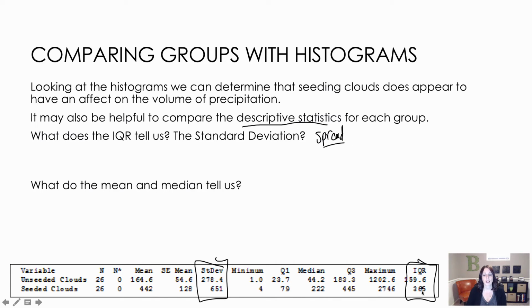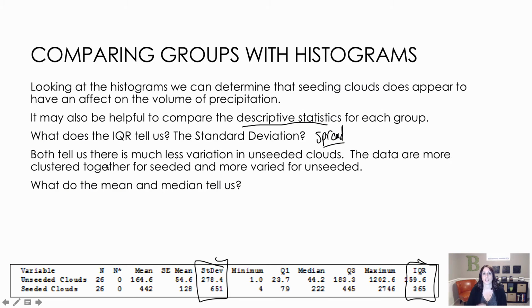So the fact that the IQR of seeded is much greater than the IQR of unseeded, and the standard deviation of seeded is much greater than the standard deviation of unseeded, tells me that the seeded clouds have much more variation. So there's a lot more spread in my graph, which makes sense because looking at the histogram, we knew that 2,800 was out there, whereas on the unseeded clouds it didn't go nearly as far.